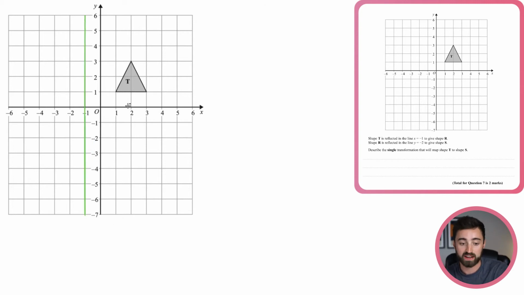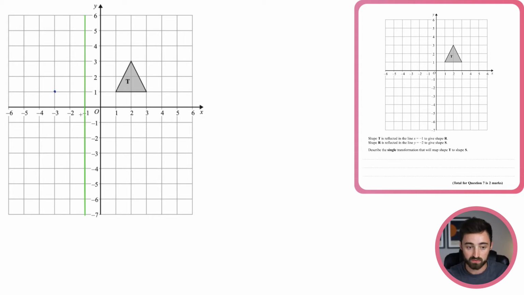So how do I reflect this shape T? Well, look at each of these vertices, each corner. And then say, okay, what do I need to do to get to the mirror or the reflection line? I need to go 1, 2, and then I'm there. Just do that again, right? So if it takes me 2 to get here, I just need to do it again. So go another 2. So that point would go there.